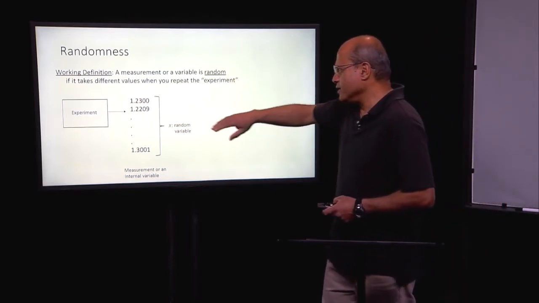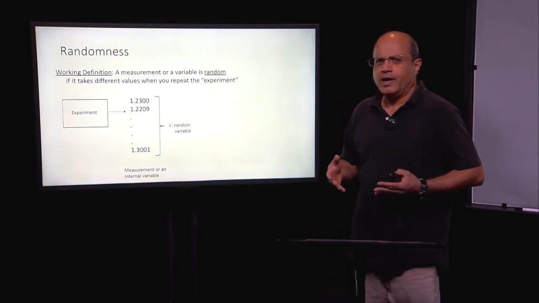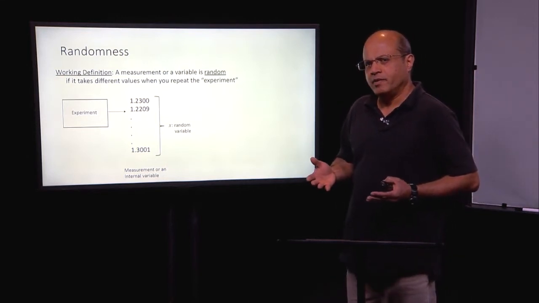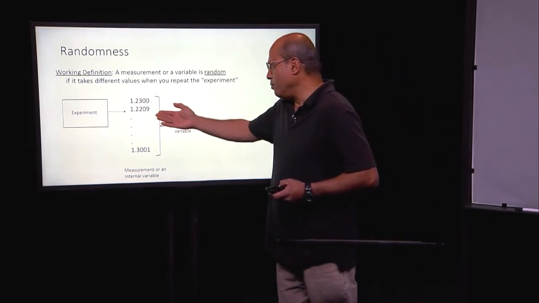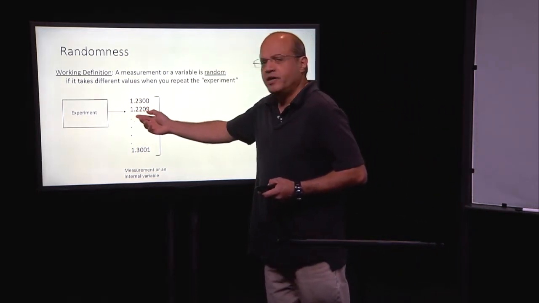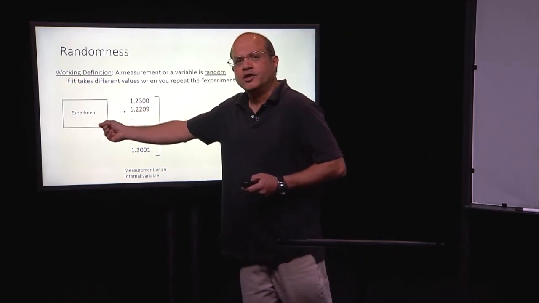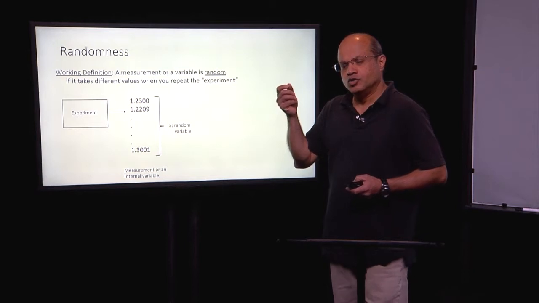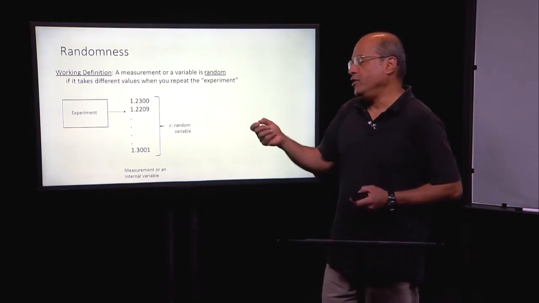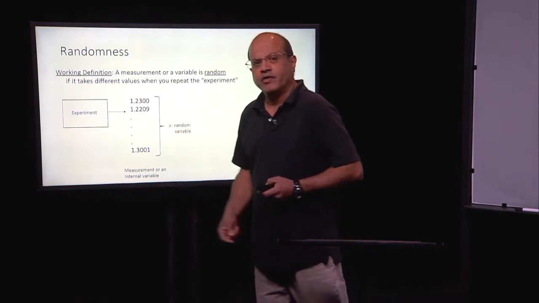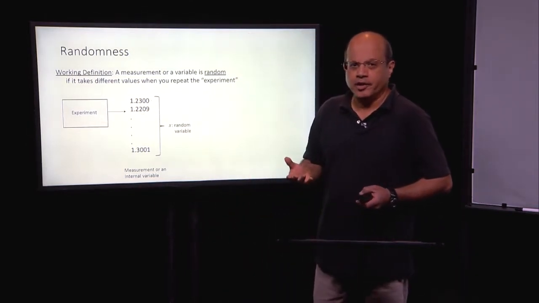So the main idea is that there is some sort of an experiment that you perform. And every time you perform that experiment, you make a measurement. And that measurement may either be an actual output of the experiment, or it may actually be some variable that is internal to the experiment. So you do the experiment, and you record this value, either of the output or of the internal variable, and you get a number, say let's say 1.23.